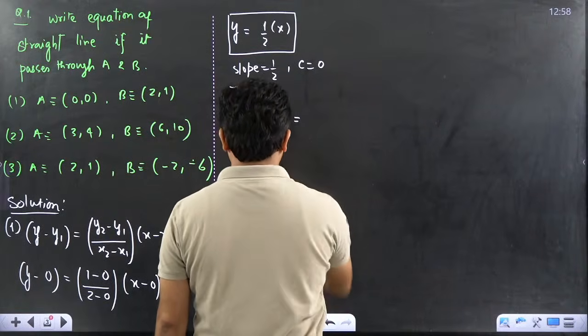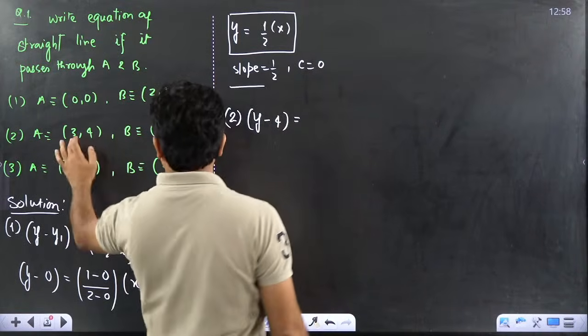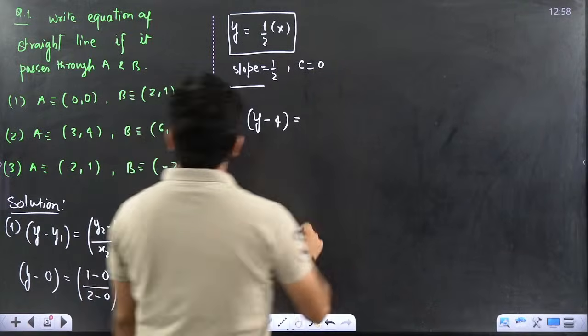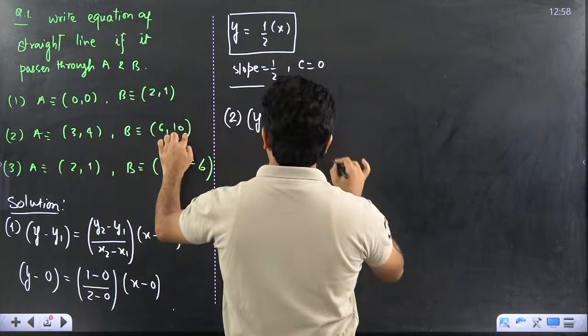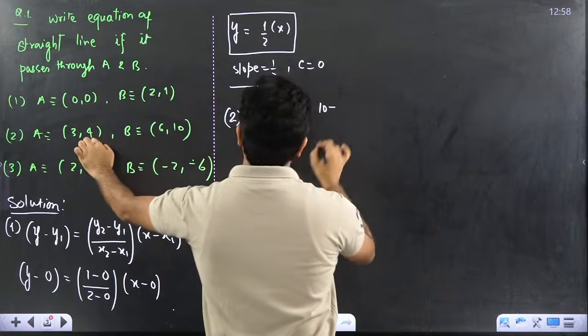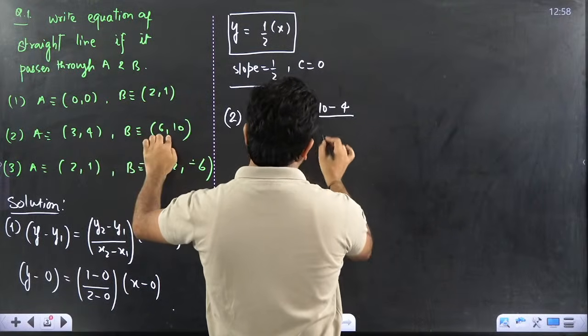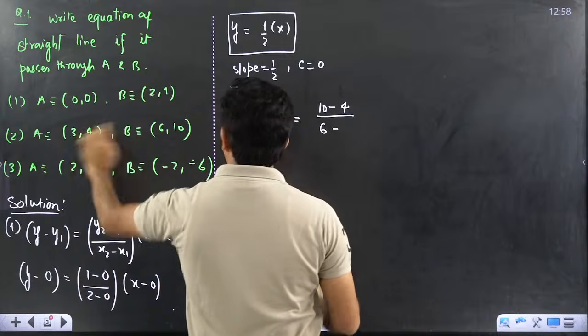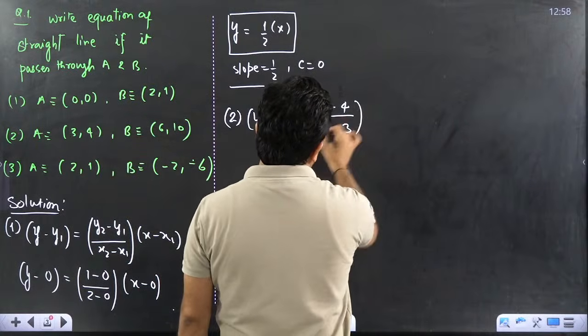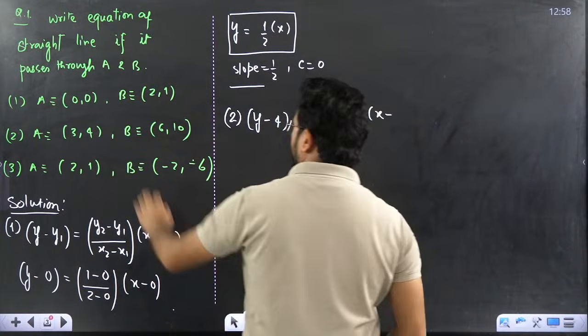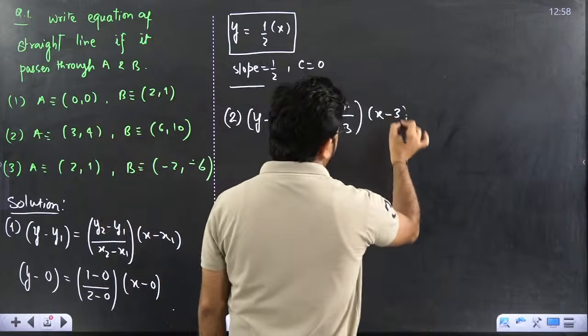Okay, x1 is 3 and y1 is 4. Next is what, beta? y2 is 10. What is y1? 4. What is x2? 6. What is x1? 3. So we have 6 by 3 into x minus x1. x1 is 3. You can write like this.